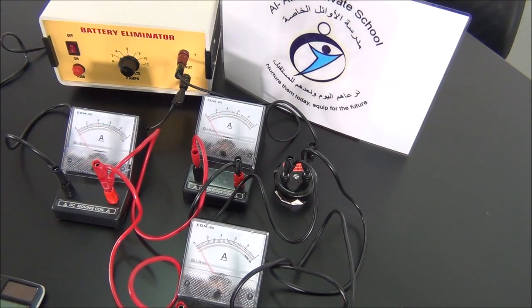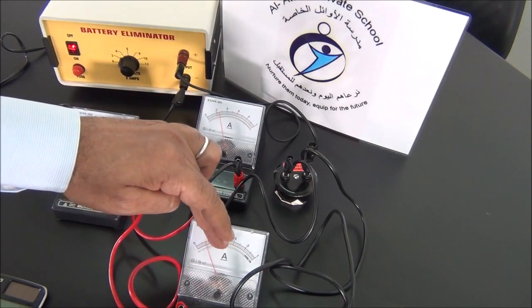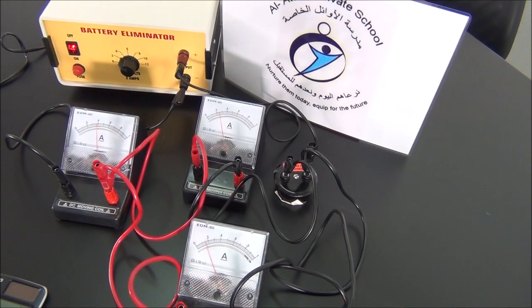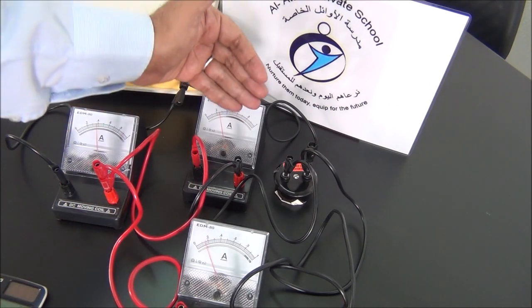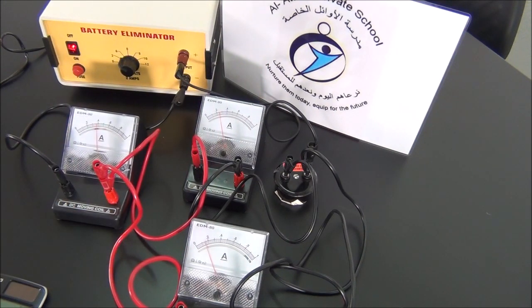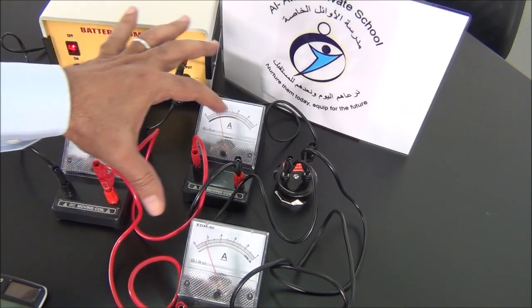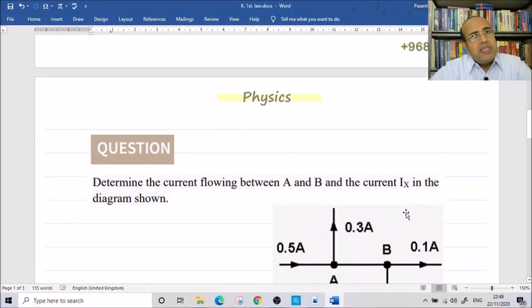Now we check I2 plus I3. I2 plus I3 is 3.9 ampere. I1 is 3.8 ampere. So approximately I1 equals I2 plus I3. It means we apply Kirchhoff's first law. The sum of currents flowing into the junction equals the sum of currents leaving that junction in the circuit. Let us see that question.